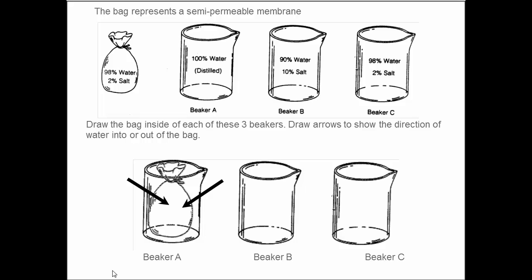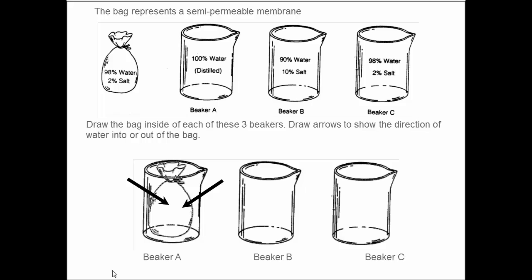How about if I put this sack into this beaker that is 90% water and 10% salt? What would happen in that case? Sophia? The water would want to go in. Wait a second, never mind. What would happen in this case? Think about the concentrations of water. Where is there a high concentration of water if I put this in this? In the sack. Yes, in a lower concentration out here in the beaker. So which way will water move?